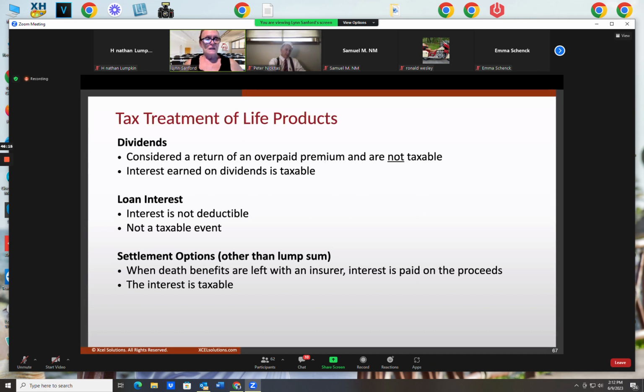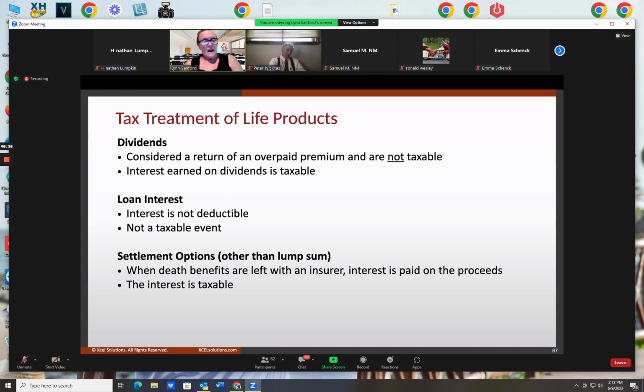Loan interest. Interest on a loan taken out of your life insurance policy is not tax deductible. Loan interest taken out of a policy loan, taking a policy loan out of your cash value life insurance policy, and the interest you pay on it is not tax deductible. That is not a taxable event either.